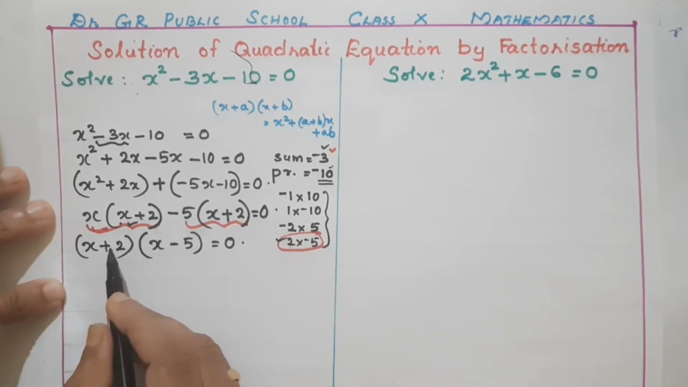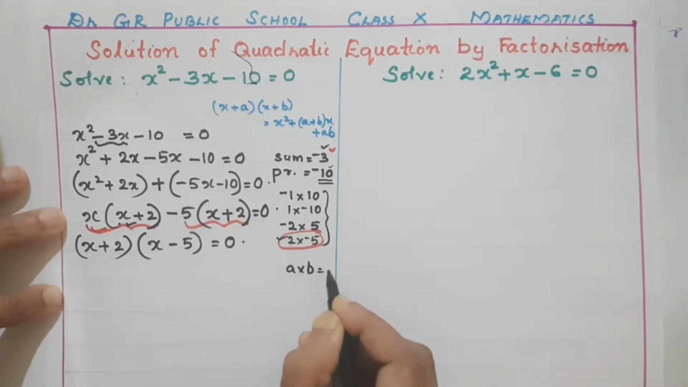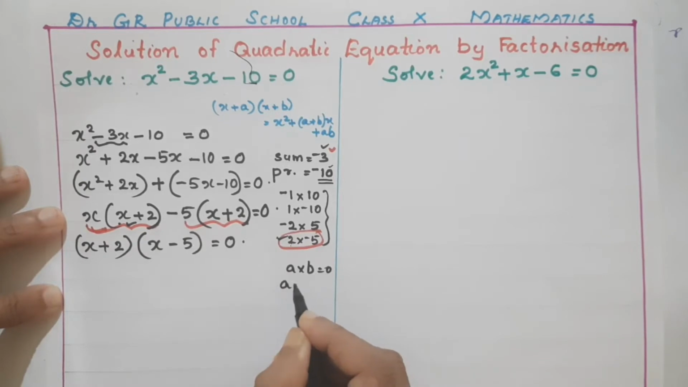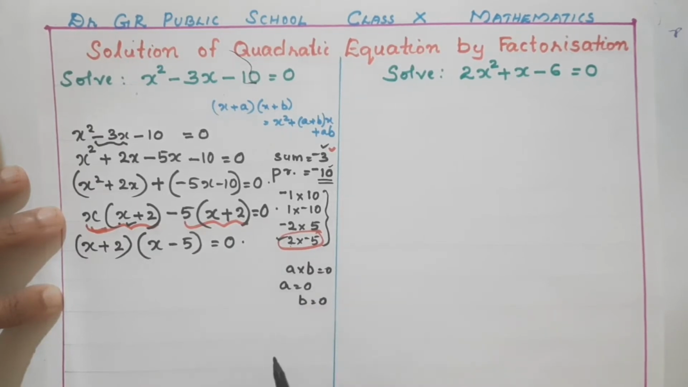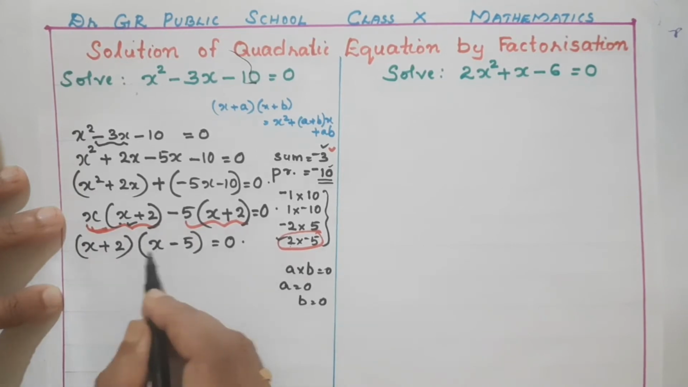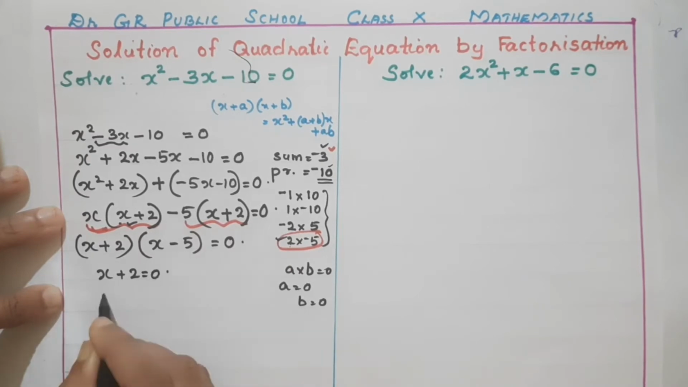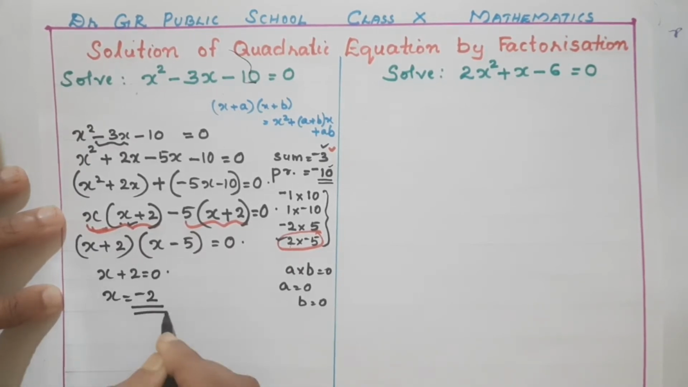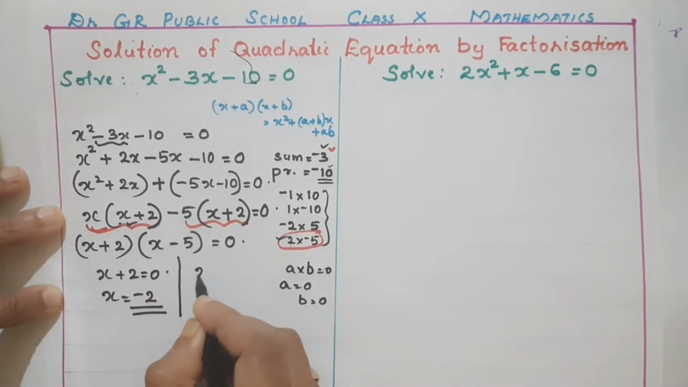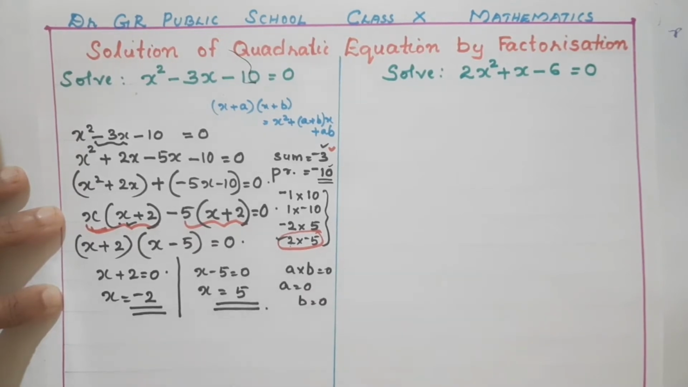So we can equate each one to 0. If a into b is 0, then either a should be 0 or b should be 0, or both should be 0, isn't it? So that concept we are applying here. We can equate each factor to 0. So x plus 2 equal to 0, x is equal to minus 2. And here x minus 5 equal to 0, so x is equal to 5. So we got the values of x.